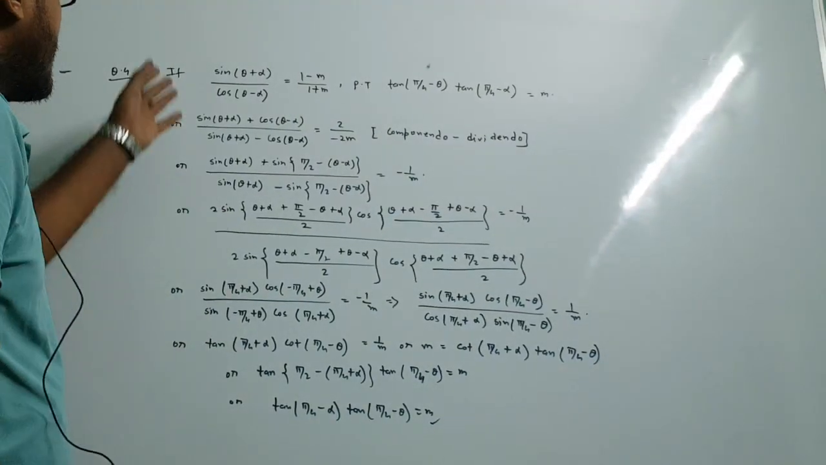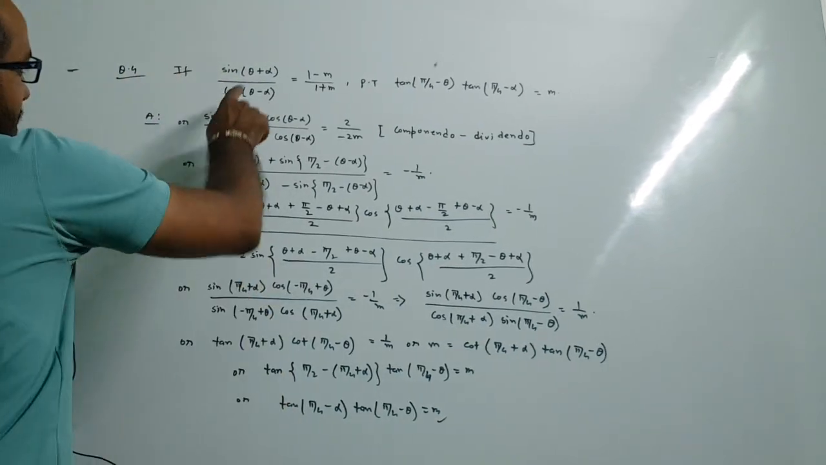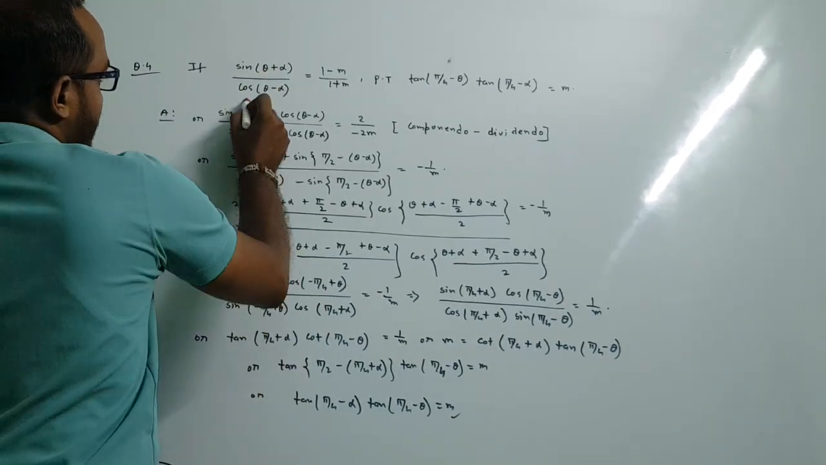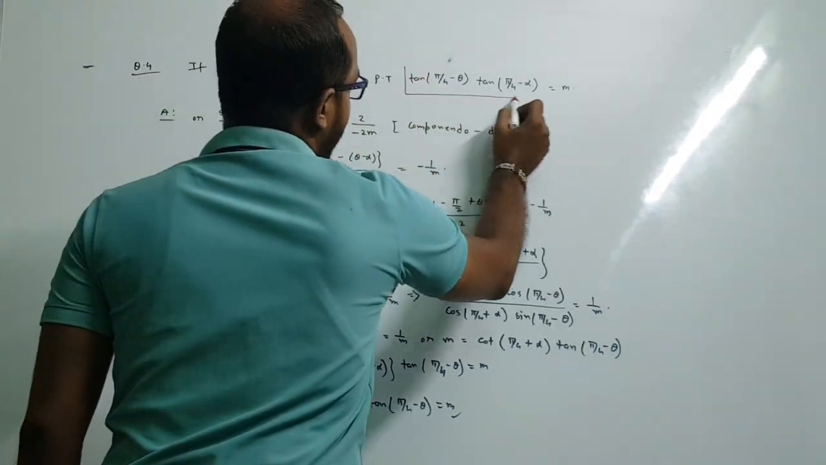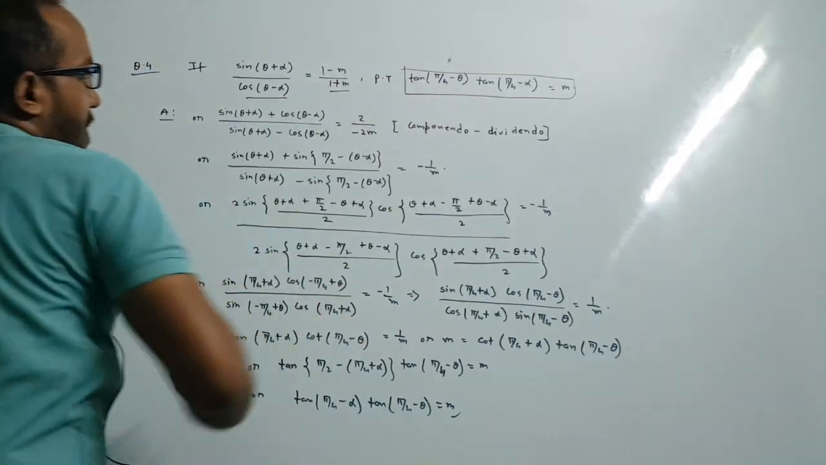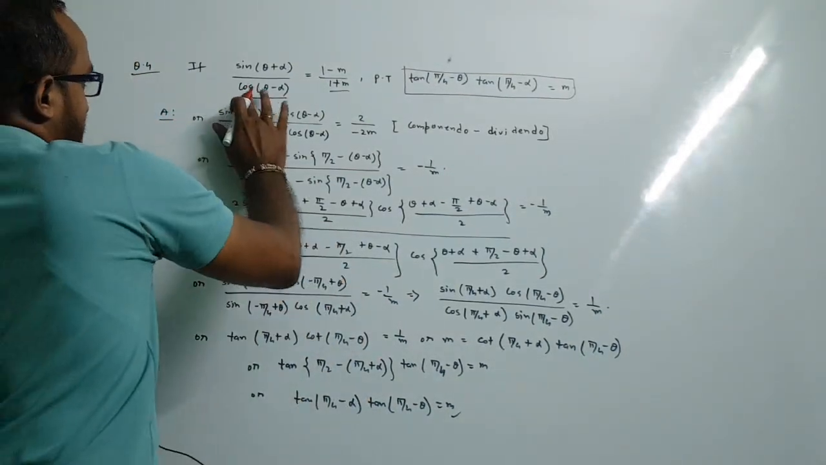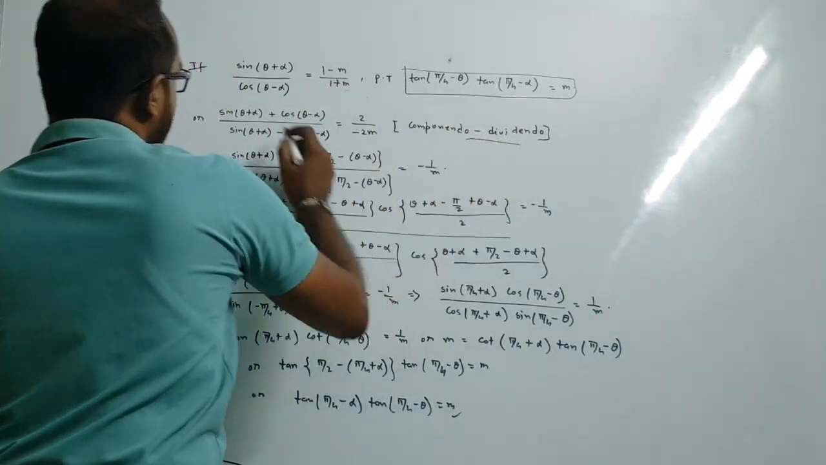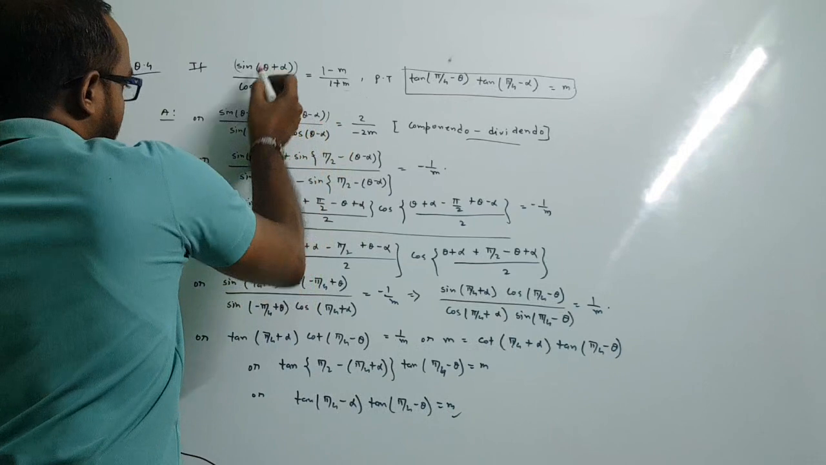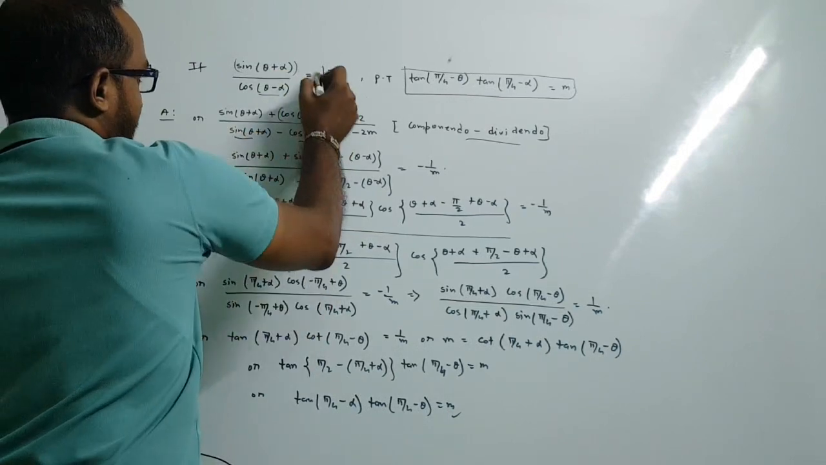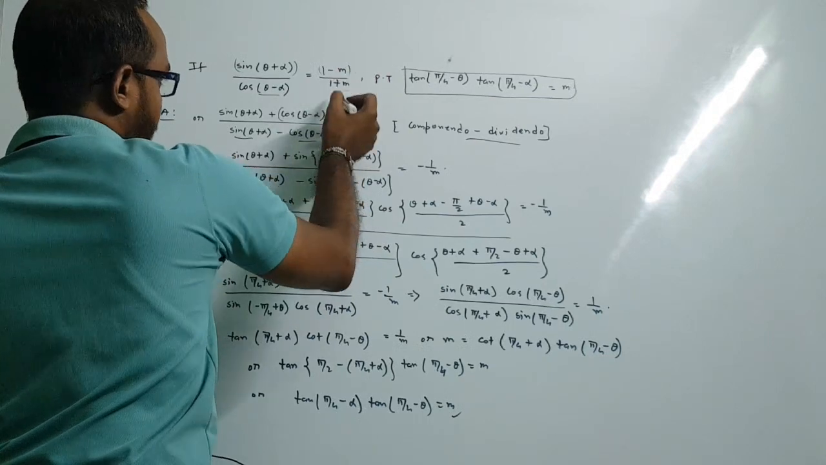Let us see another problem. It is given that sin of theta plus alpha by cos of theta minus alpha is 1 minus m by 1 plus m, prove that tan of pi by 4 minus theta into tan of pi by 4 minus alpha equals m. So first you have to start by componendo dividendo. So upper plus lower, upper minus lower. Apply the same thing here also, upper plus lower and upper minus lower.